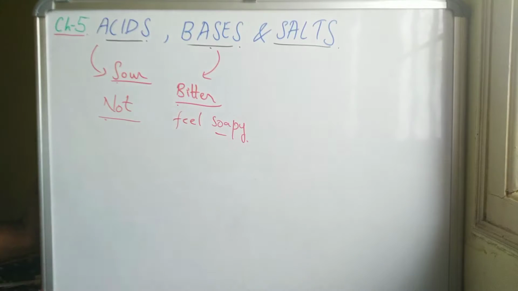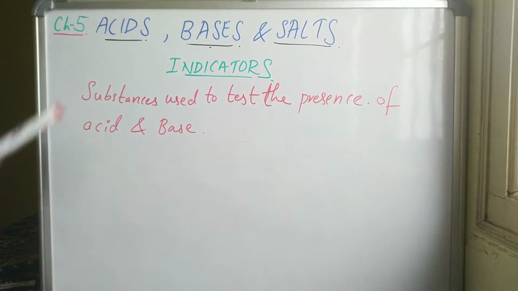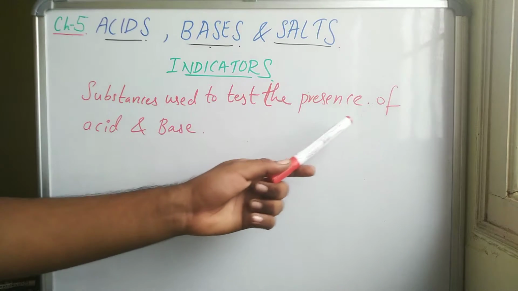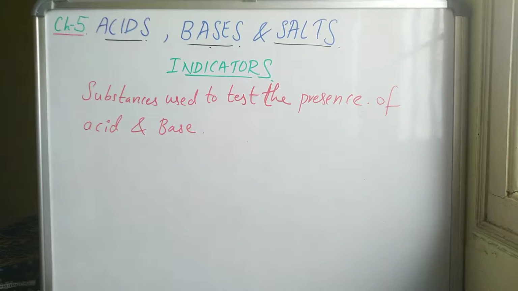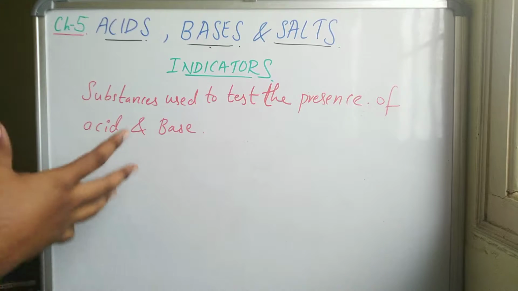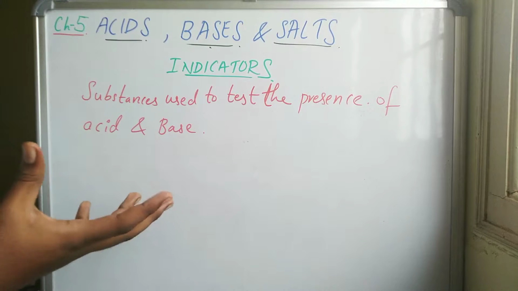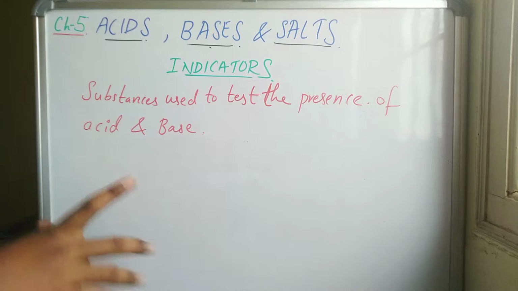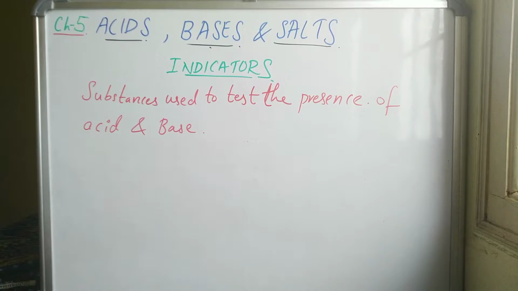So acid and base. Moving on to the indicators. Indicators are substances which are used to test the presence of acid and base, to identify whether it is an acidic solution or basic solution, or an acidic substance or basic substance. Fine. So indicators are used to test that presence.